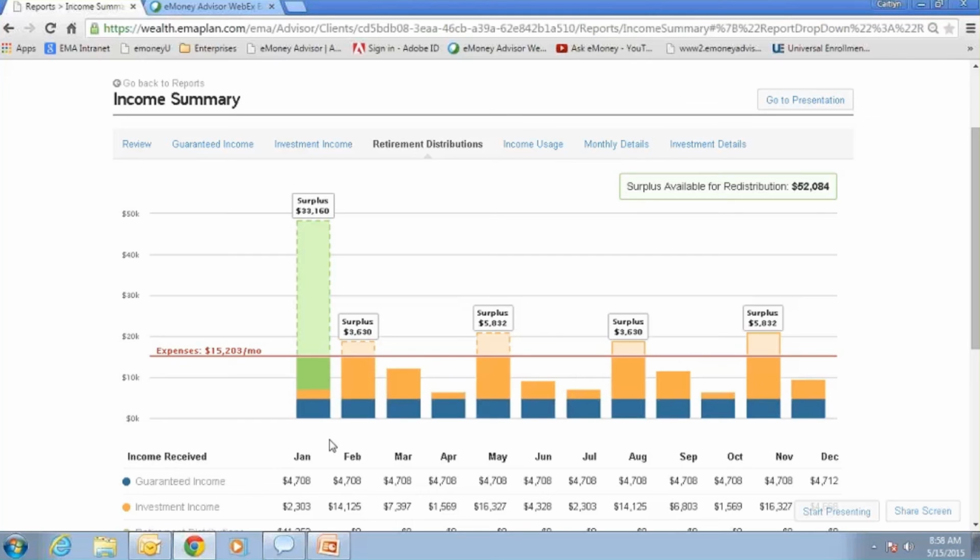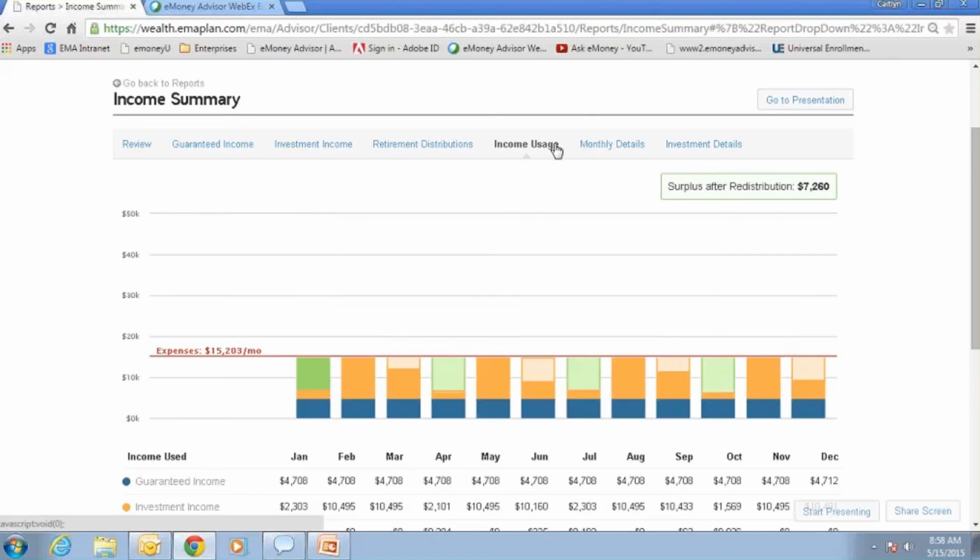Income is inconsistent. It is some months meeting their needs, other months not, and they need to be able to visualize how to even this all out. So we give them a surplus available for redistribution, which for this client is upwards of $50,000. And then in the next report, it's going to show us how to even out all of those months so that every single month we're getting a constant, consistent stream of income to pay for our monthly expenses.